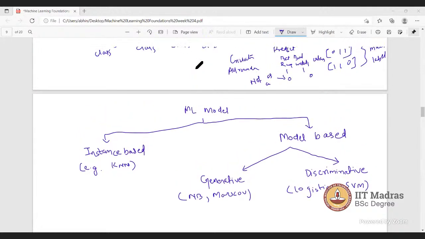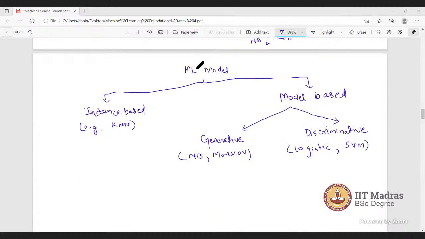So next thing is the ML models that we are using. There are different ways of classifying a model. One way is that an ML model can be instance based. When we say a model is instance based, it is about how we classify a particular unseen data.